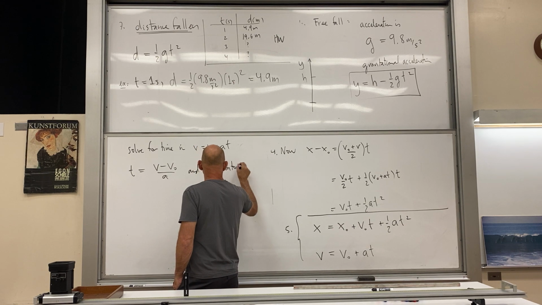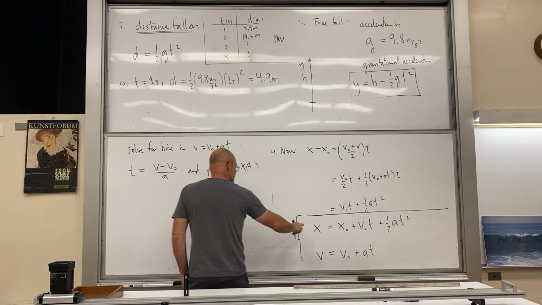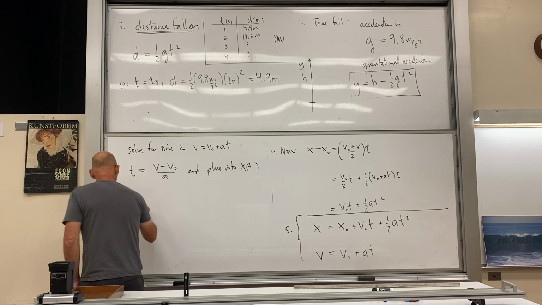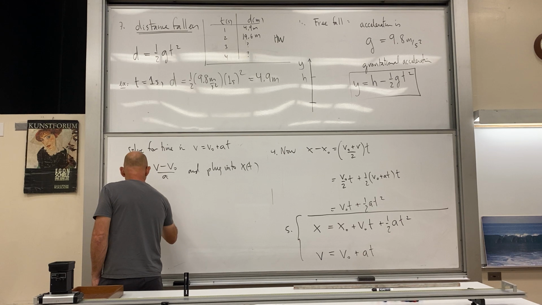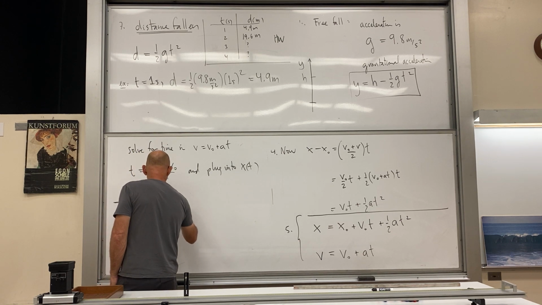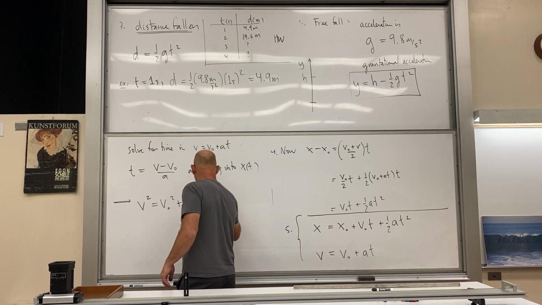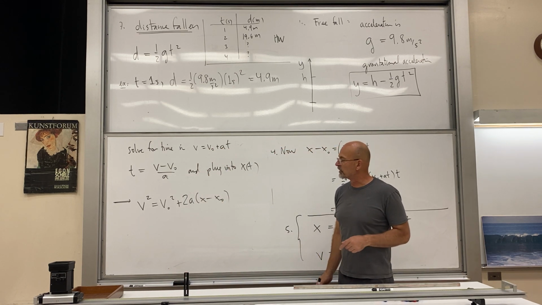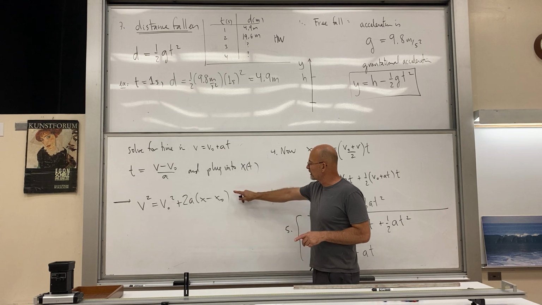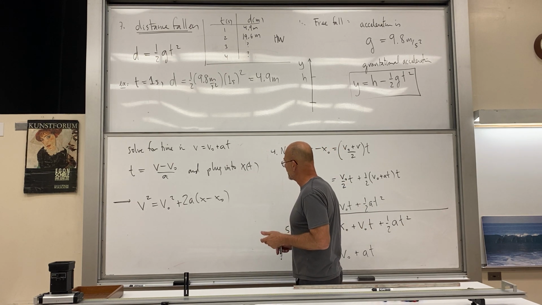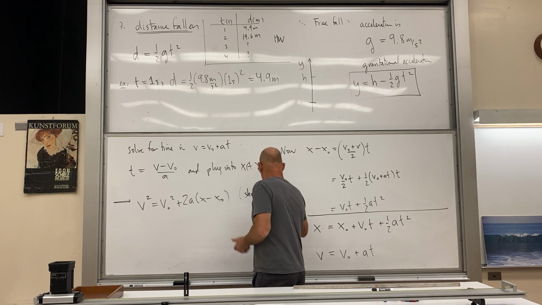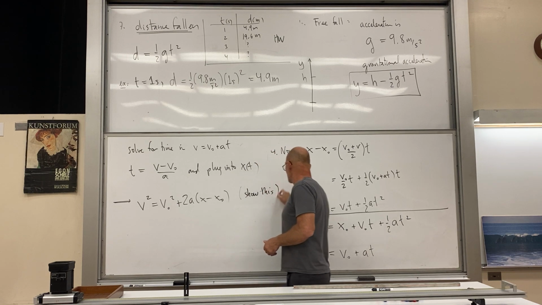Plug into x of t, which is this one, and here's what you get. You get v squared equals v0 squared plus 2a times x minus x0. Leave room in your notes. If you want to do that algebra, it's a good exercise. I'll just write, show this, if you're so inclined.